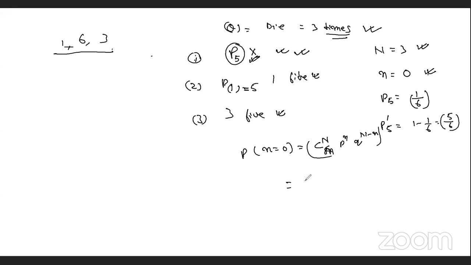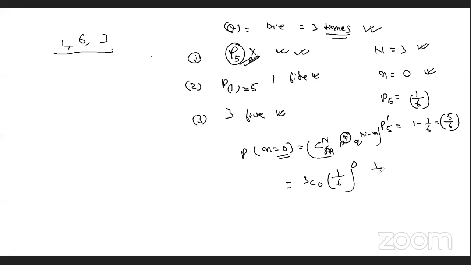So if I have to find out, 3C0 into 1 by 6. What is small n? Small n is nothing but the total number of successes. So total number of successes is equal to 0. This is what I'm looking for: the total number of 5s which I can get. So I'm trying to find out the probability that there won't be any 5. That's completely fine, it's equal to 0.